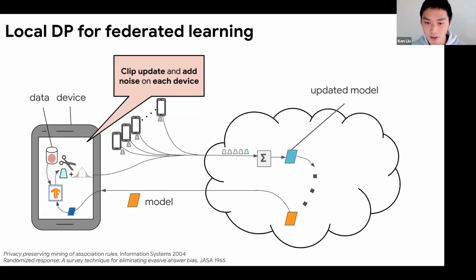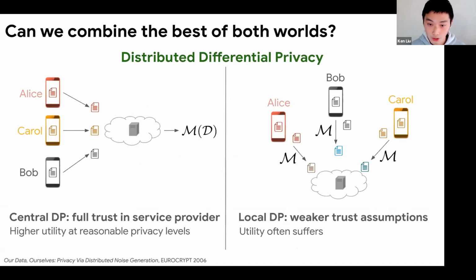However, central DP requires that clients trust the server in adding the noise, which may not always be desirable. So instead, we can use a model called local DP, where we apply both clipping and noising locally. But unfortunately, as shown in the DP literature, this generally leads to poor performance. A natural question to ask then is, can we somehow combine the best of both worlds? And the answer is yes.